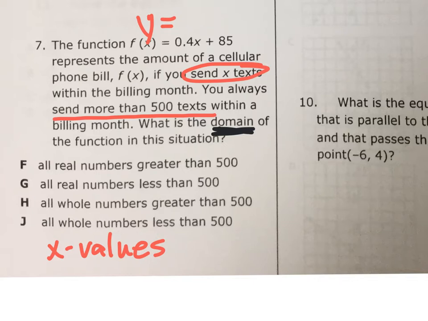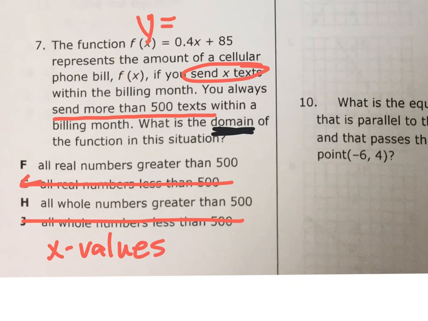So looking at my answer choices here, I know that my domain is going to be greater than 500. So answer choice F says all real numbers greater than 500. G says all real numbers less than 500, so we can go ahead and eliminate that one. H says all whole numbers greater than 500, and J says all whole numbers less than 500, so we can eliminate that choice because it says more than 500 texts.